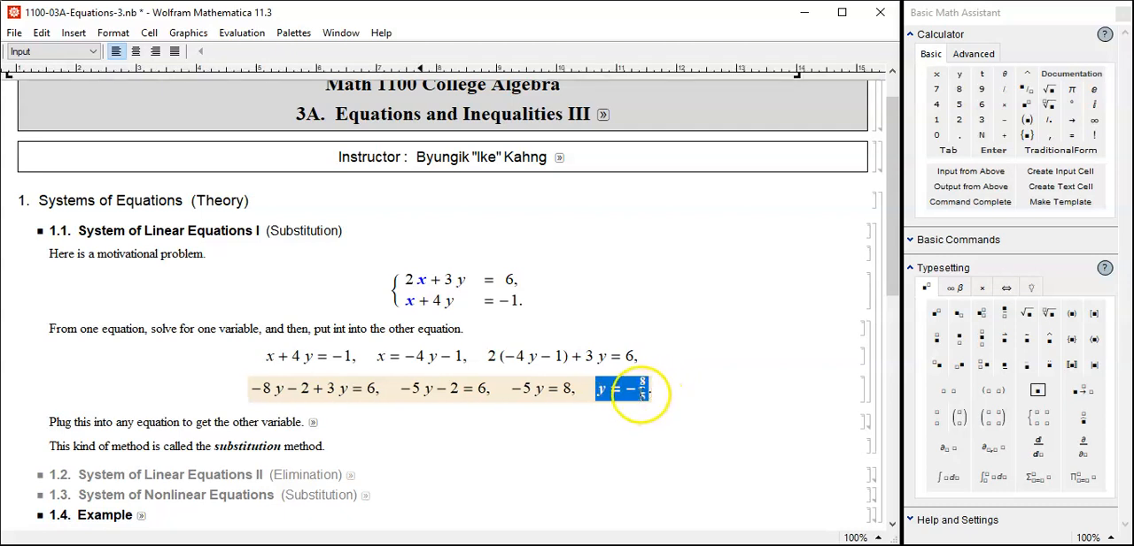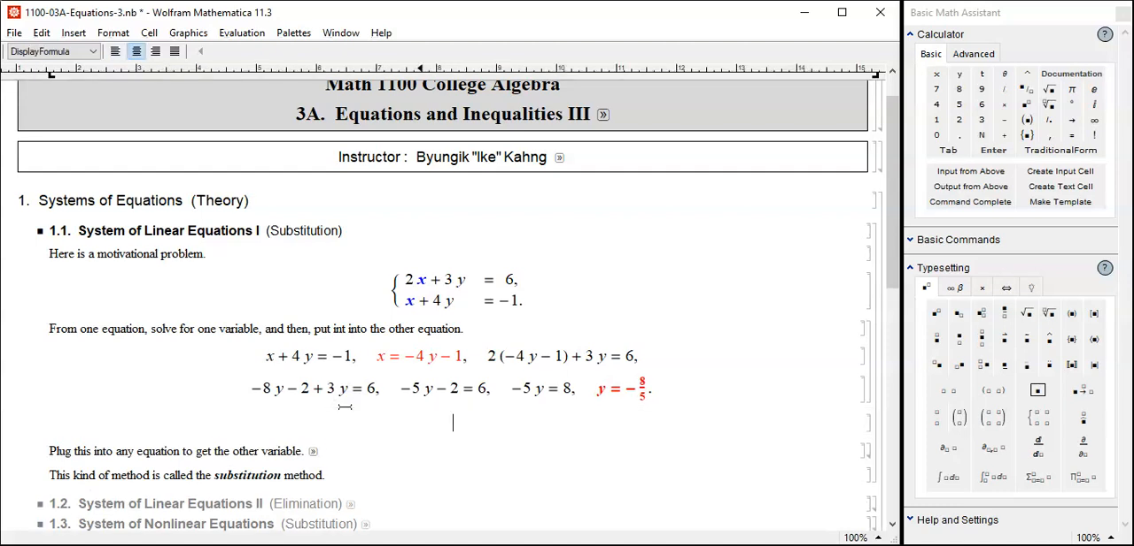let's plug it into any equation here as long as there are both x and y. The first equation here is good. Second equation there, equally as good. But in my opinion, this one is the best. It's already solved in terms of x, so just plug it in here. x is equal to -4y minus 1, but in place of this y, I have -8/5.